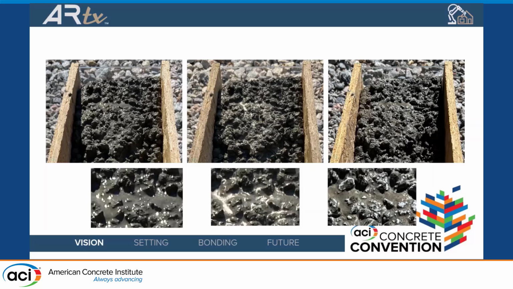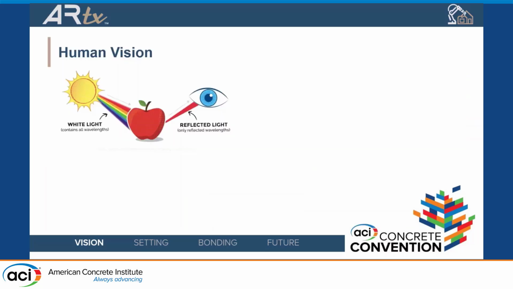So let's talk real quick about what we're actually seeing here. The way human vision works, we have some broad spectrum of light. It hits an object.